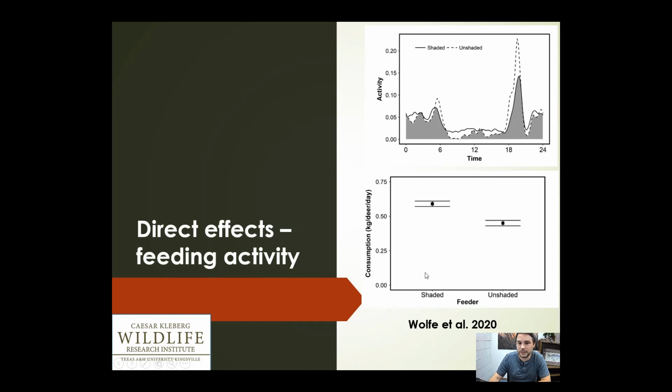But this also translates to differences in consumption of food. We can see that the kilograms of feed per deer per day was significantly higher in the shaded feeding troughs versus the unshaded feeding areas.